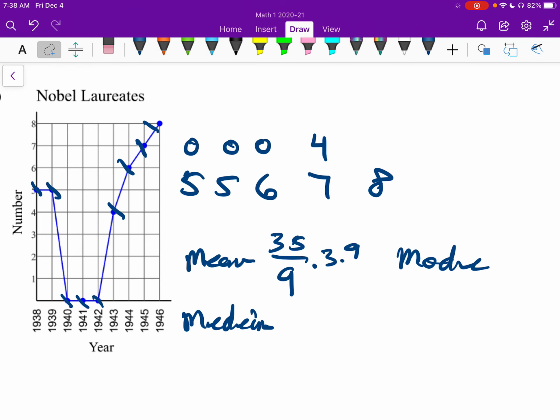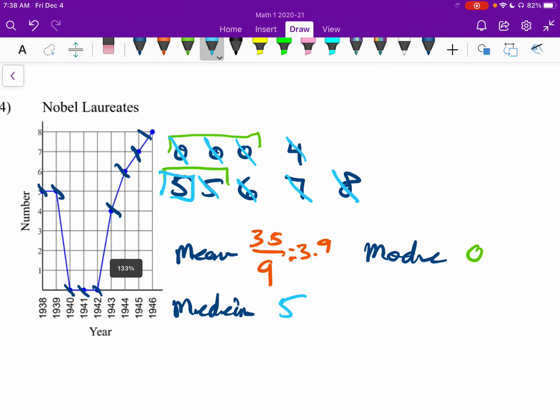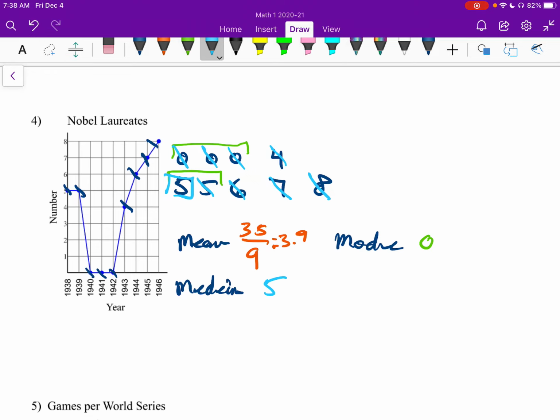Ooh, and I used the wrong color. There we go. All right, the mode, the most frequent, well, I have 3 zeros and I have 2 5s. My median, I cross out the biggest and smallest, biggest and smallest. I guess I'm saying the opposite. I'm doing smallest and biggest, the 4 and the 5, and I'm left with a 5. There we are.